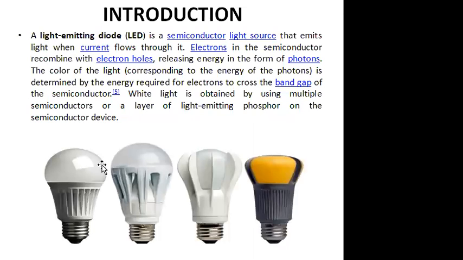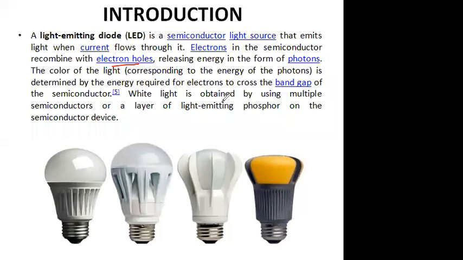So today we are going to discuss the light emitting diode. This is commonly known as LED, which is a semiconductor light source that emits light when current flows through it. Electrons in the semiconductor recombine with electron holes, releasing energy in the form of photons.